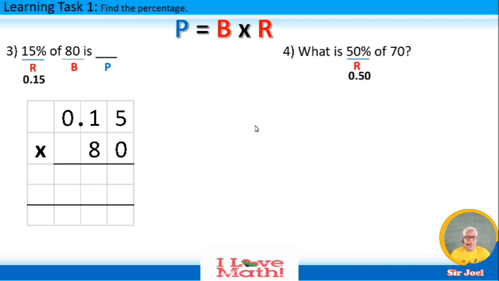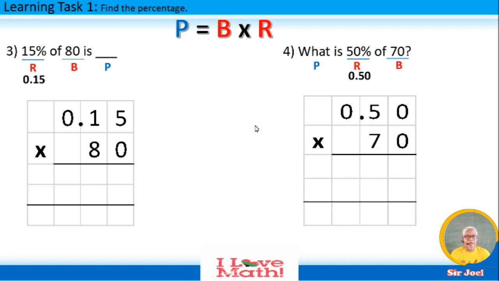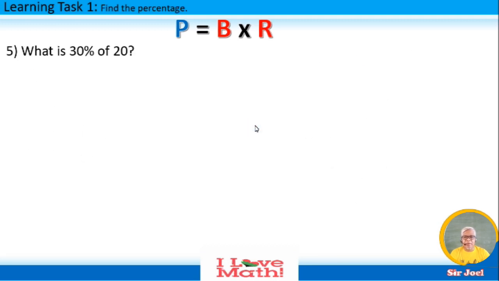So let us continue. Ang ating base ay 70. Kasi nga, after the word of. Ano ngayon ang percentage? Yun yung nawawala. How to solve the problem? It is 0.50 times 70. Okay? Next, problem number 5.